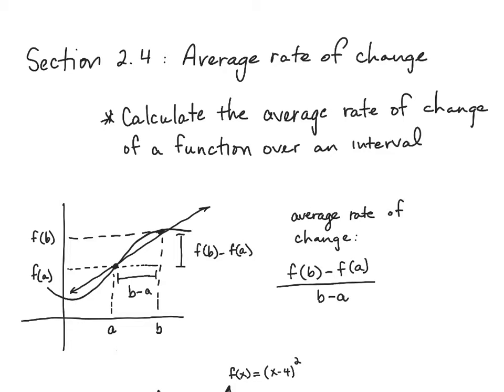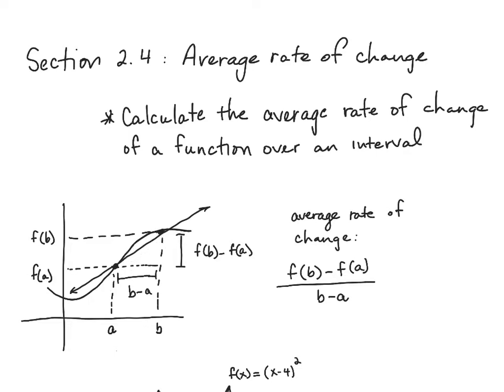So you can see here, this function I've drawn doesn't have a constant rate of change. Here it's decreasing. Now it starts to increase. Now it flattens out and starts to decrease again. So you can see that the rate of change is different depending on where you are in the function.